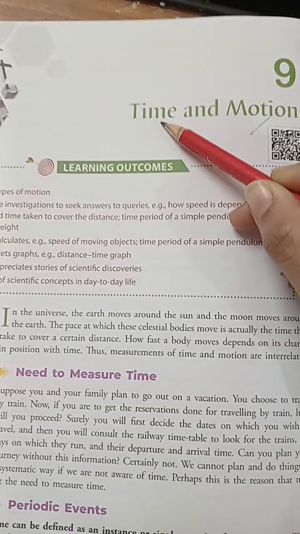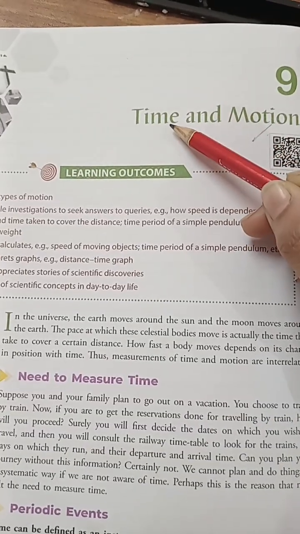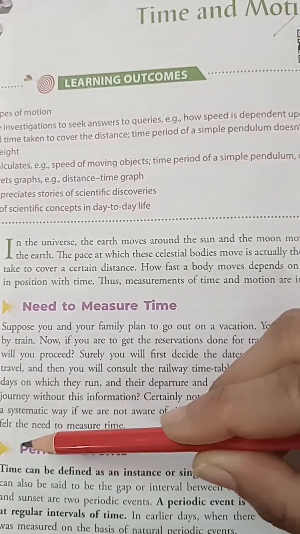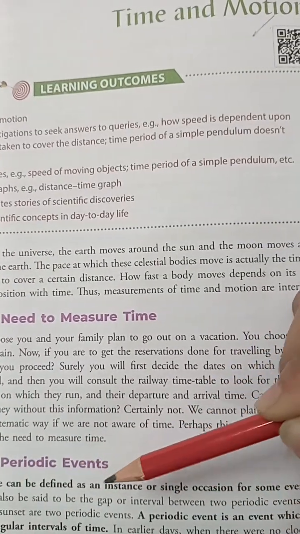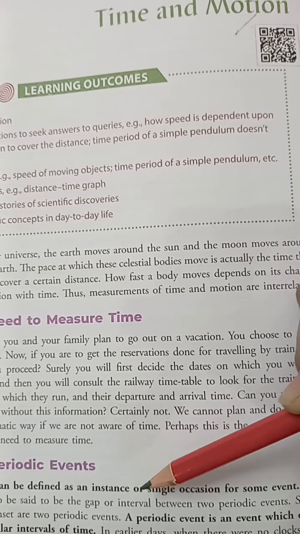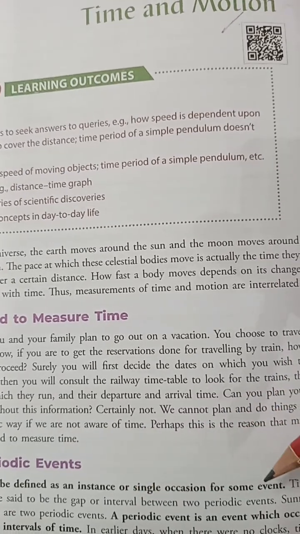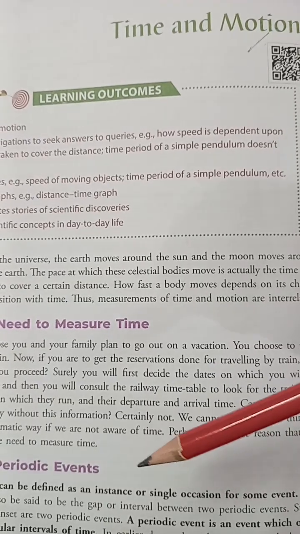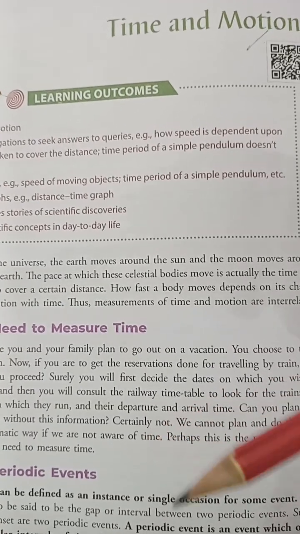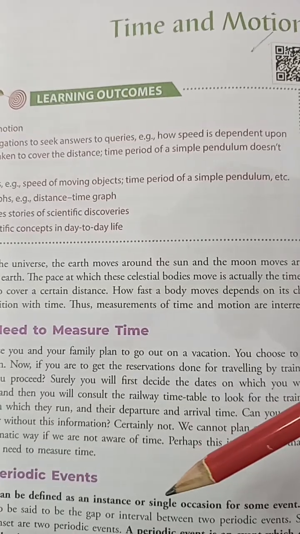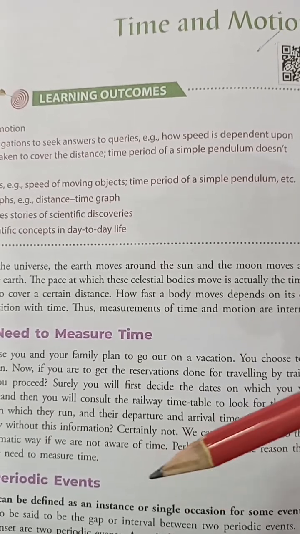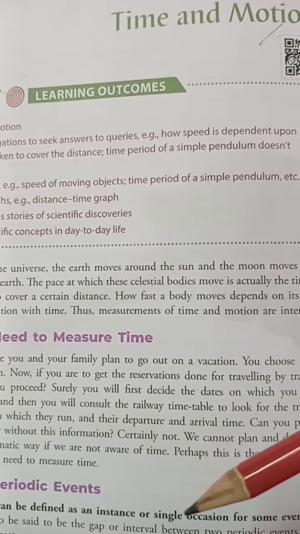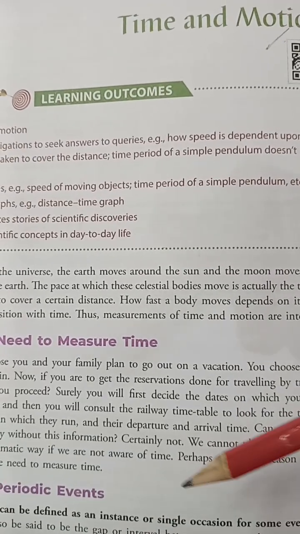So, what is time? Do you all remember? Time can be defined as an instance or a single occasion for some event, or we can say that time can be defined as the gap between any two periodic events, or the interval between any two periodic events. Okay, so that is time.